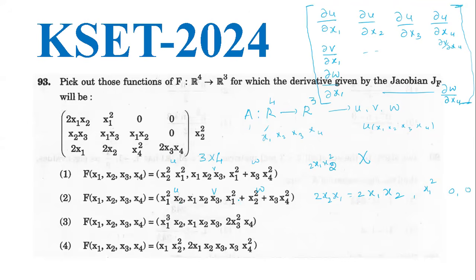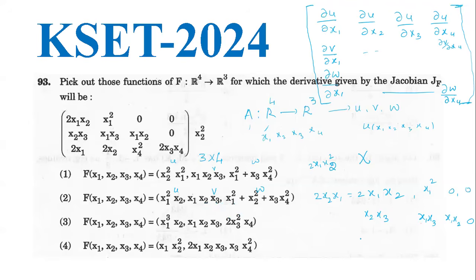Next, check the second row, that means v. Partial derivative of v with respect to x1 gives x2 x3. Partial derivative with respect to x2 is x1 x3. Partial derivative with respect to x3 means x1 x2. Partial derivative with respect to x4 means 0.